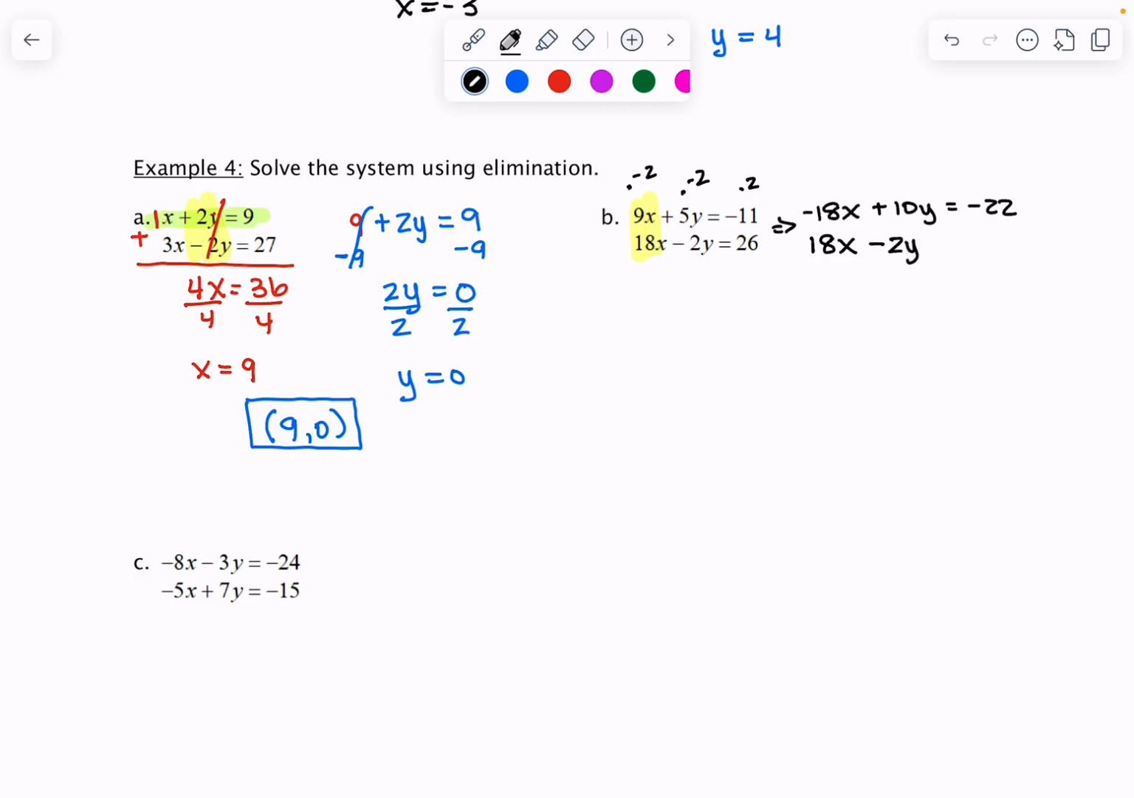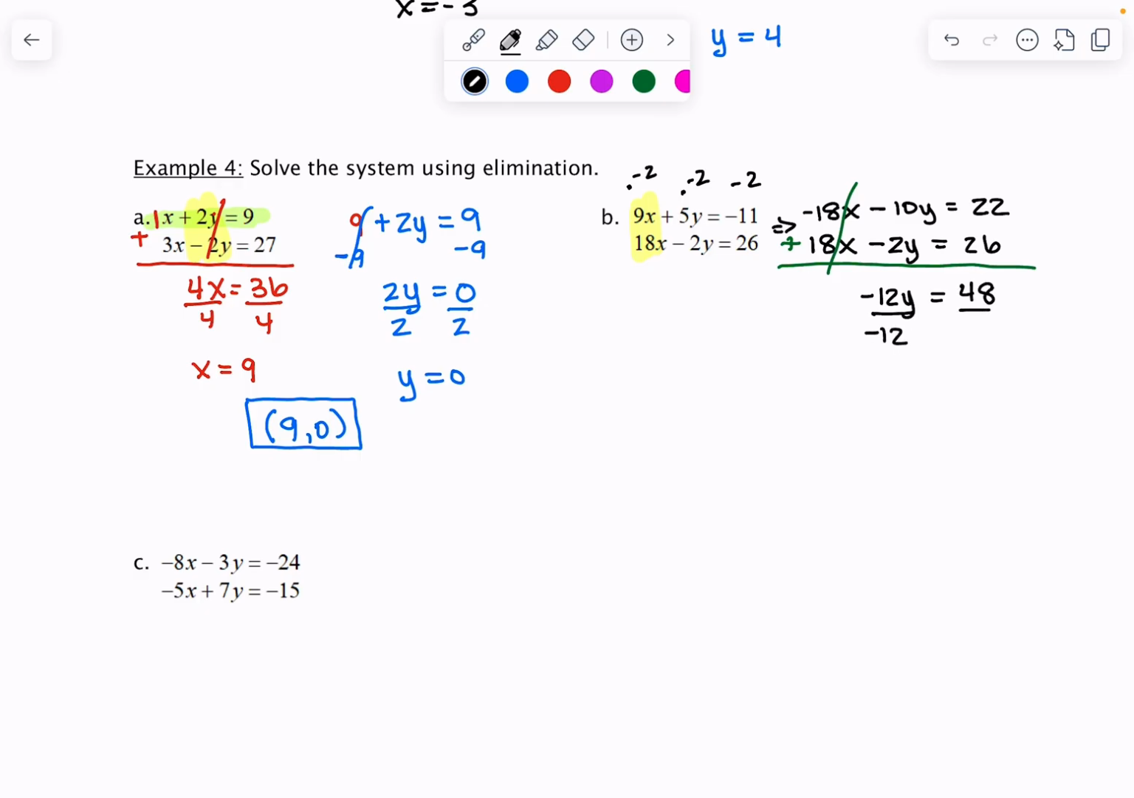Bring over the minus 2y, bring over the 26, and now go ahead and add them together. These 18s cancel out, which is what I want. I want them to eliminate. And this should be a negative 10y because I multiplied by negative 2. And this should be a negative 22, positive 22 here. There we go. That looks much better. So now I'm going to have negative 12y equals 48.